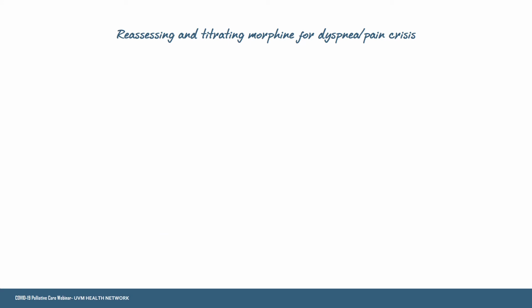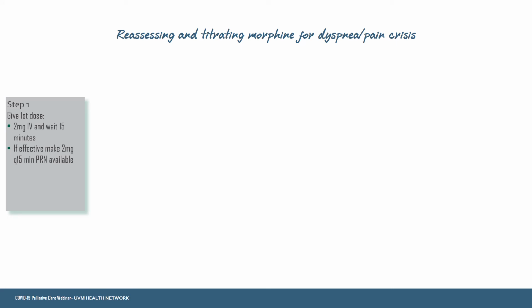Here's a guide to reassessing and titrating morphine at the end of life, particularly when they have a dyspnea and pain crisis. The principles here can be applied to other opioids who are also in a crisis. For more details, see the palliative care toolkit in our resource section. Let's now look over our titration.